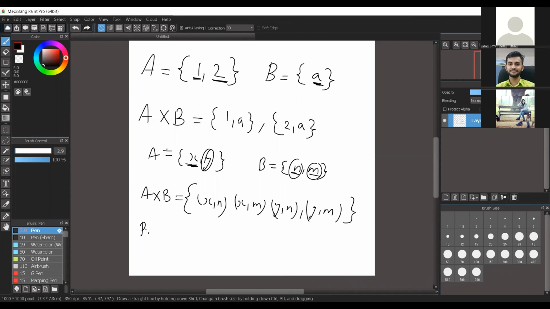Now if we need to write B complement A, the same question. Who are we going to start with? We're going to start with B, with N. (N, X), then again (N, Y). Okay, now we completed the first. Now we go to the second. First N, now we have M. (M, X), then we have the second, (M, Y).